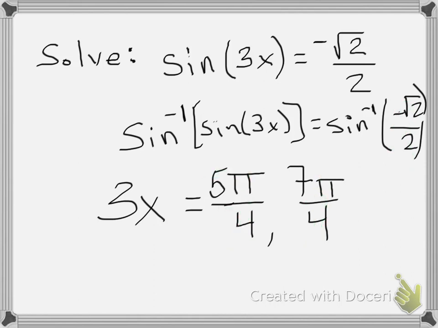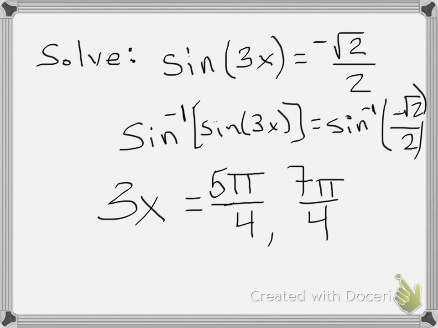There are others. We could go the negative route. 7 pi over 4 is exactly the same as negative pi over 4. 5 pi over 4 is exactly the same as negative 3 pi over 4. So I could list those as well. I really don't care. I don't need you to list all of them. I need you to understand there's more than one, usually.